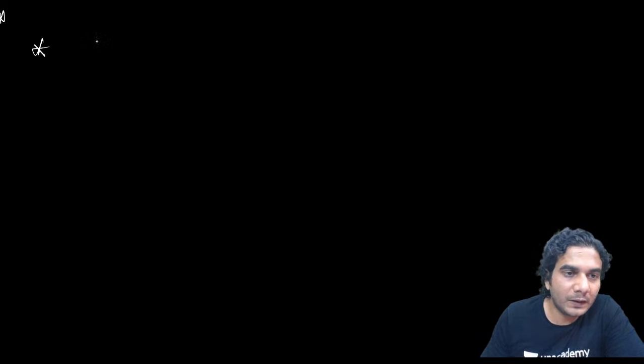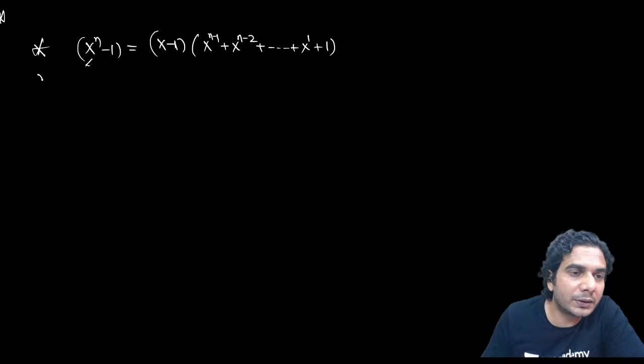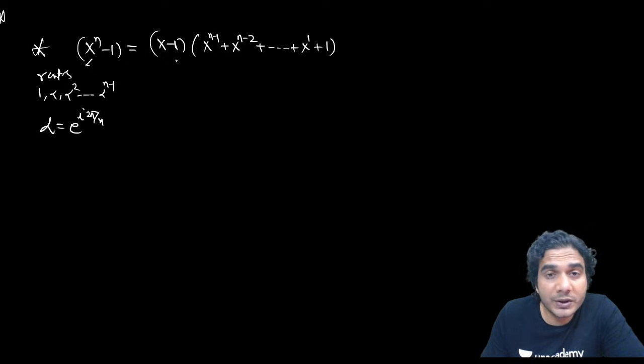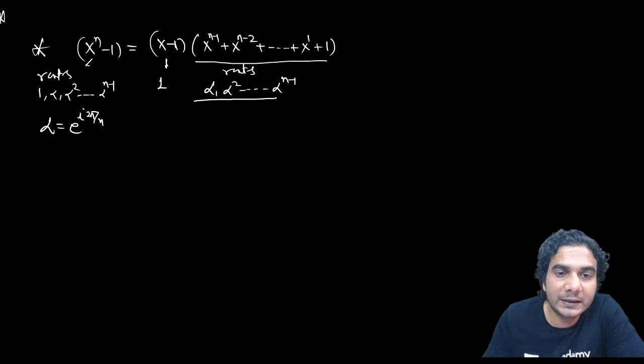Now see, this x raised to n minus 1 can always be factorized as x minus 1 because one root will always be 1 for this polynomial. The rest of the polynomial will be of degree n minus 1, which you can write as x raised to n minus 1 plus x raised to n minus 2 and so on up to x plus 1. This has roots 1, alpha square and so on up to alpha raised to n minus 1, where alpha is equal to e raised to i 2 pi by n. The right side equation is the same, so they will have all n roots same. So this has one root as 1, and what will be the roots of this equation? Obviously the remaining roots of x raised to n minus 1, which are alpha square and so on up to alpha raised to n minus 1. So these are the roots of this polynomial.